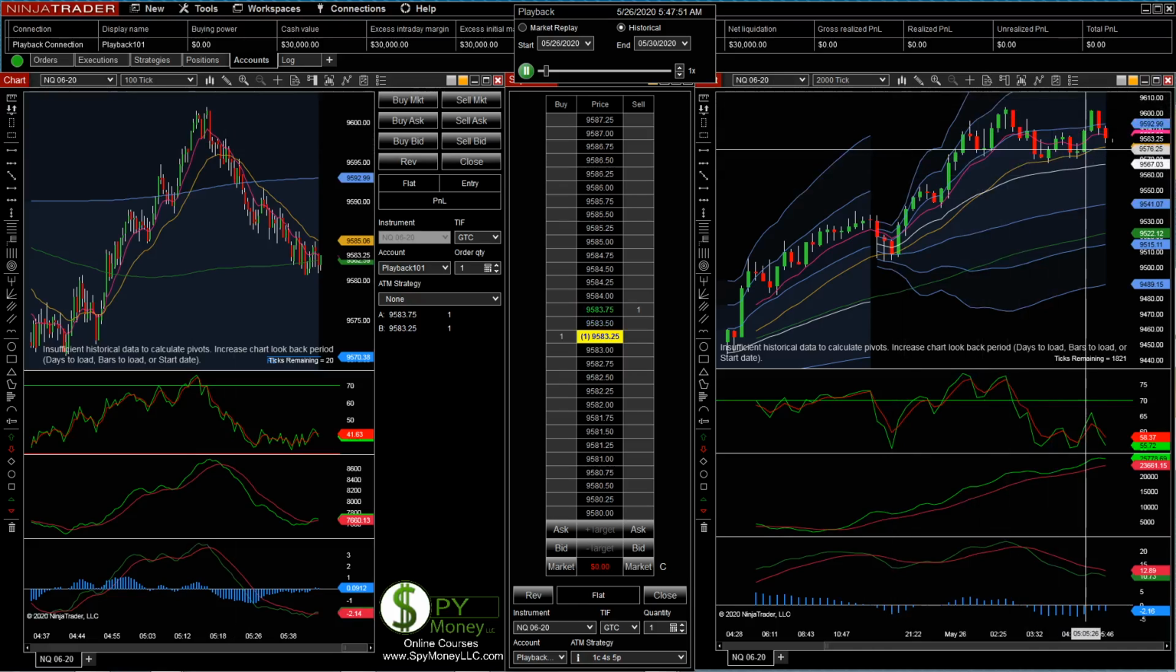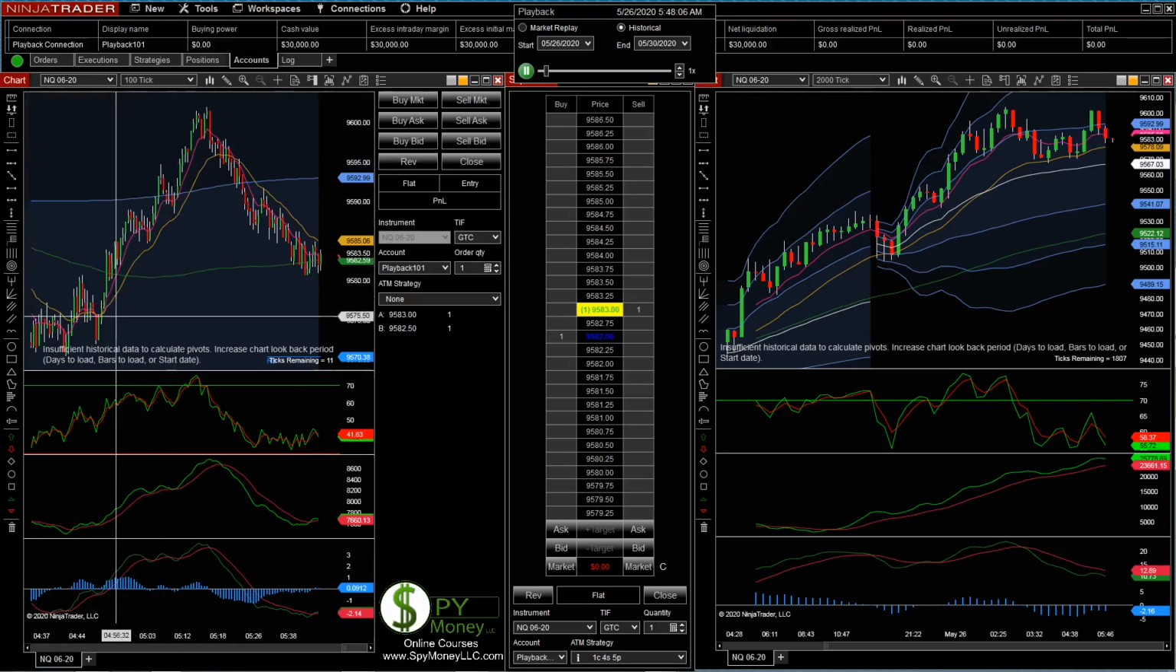Whereas if you come over to the 2000 tick, then if you look at the time frame of 4:52 a.m. and if we look right here, you probably might not have got in this if you looked at your 2000.